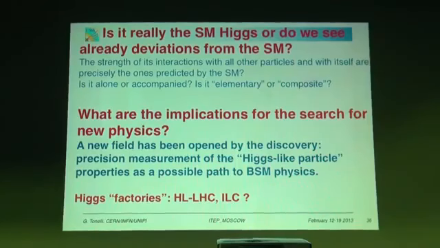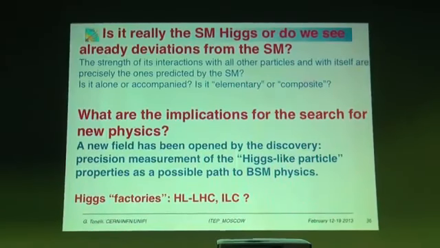So if you measure this new state of matter very precisely, you might, on one hand, check that it is really acting following the prescription of the standard model, but you might also find an anomaly, and this could be a hint of something new happening. So this field of precision measurement of the Higgs properties could be a laboratory to discover new physics. It's something which is really very, very serious.